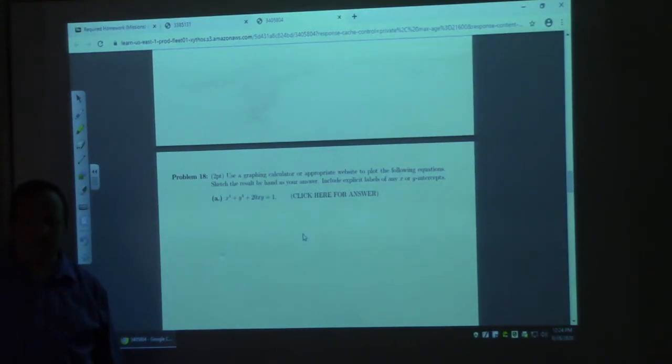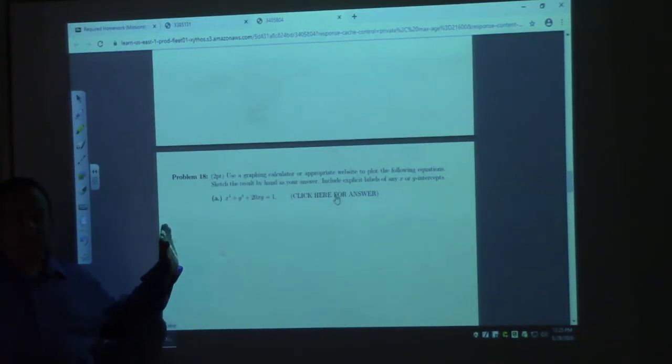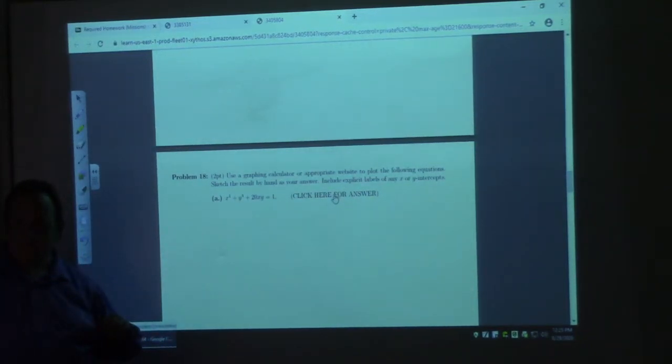On the test, I would provide the plot for you and ask a question about it. That's how it works for me. But in the homework, I will ask you some numerical stuff, right? Like this one. Sketch the result by hand and include any explicit labels for x or y intercepts. You notice this says click here for an answer? So you do want to look at this electronically. I mean, you need to print it out because I want you to write your solutions on these pages, all right?